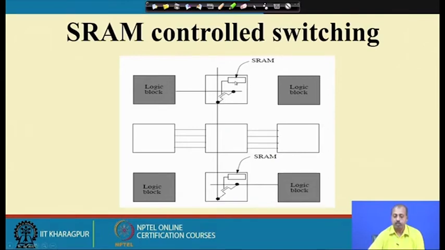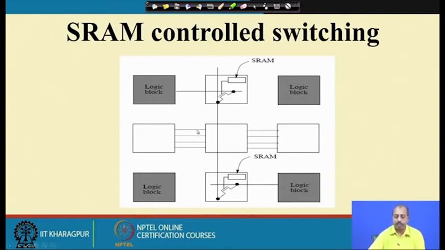If this bit is equal to 1, in that case this transistor is on, as a result a connection is established between this line and this line. So the signal that is given here will be available at this point. Similarly, if this SRAM bit is equal to 1, connection is established between this line and this line, this transistor is turned on and these two lines are now shorted. As a result the output of this logic block will come to the input of this logic block.